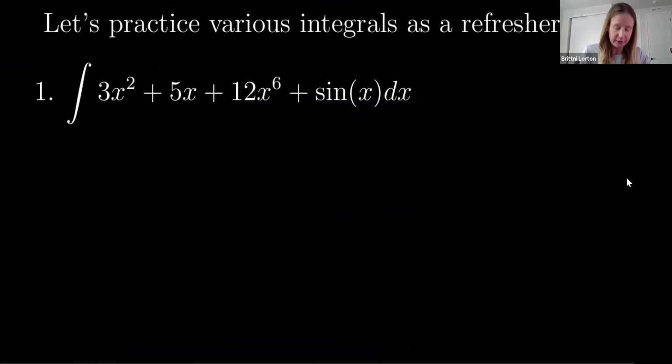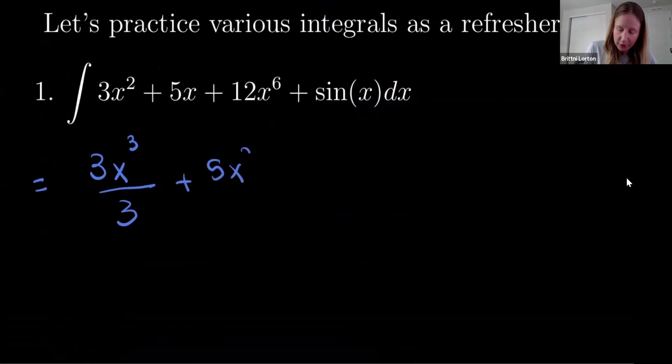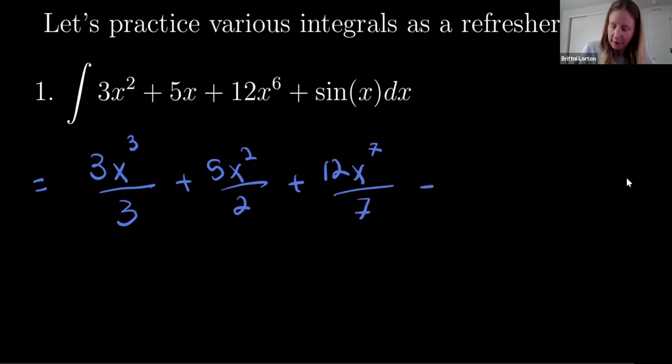An antiderivative using the power rule there would become 3x cubed over 3. So we add 1 to the power, divide by the new power. Same for each of those different terms, 12x to the 7 over 7, and then plus the antiderivative of sine, which is negative cosine because the derivative of cosine is negative sine. And of course, don't forget your plus c.